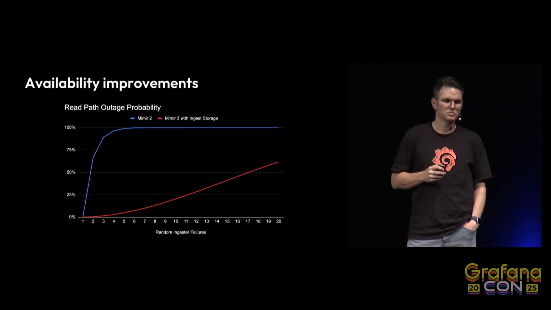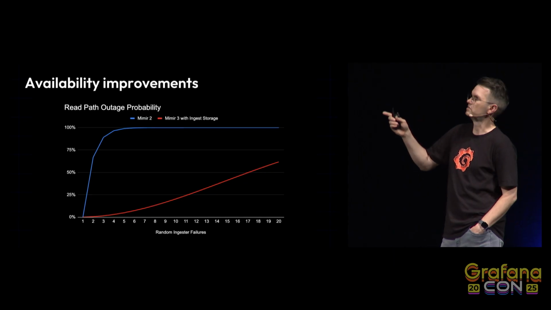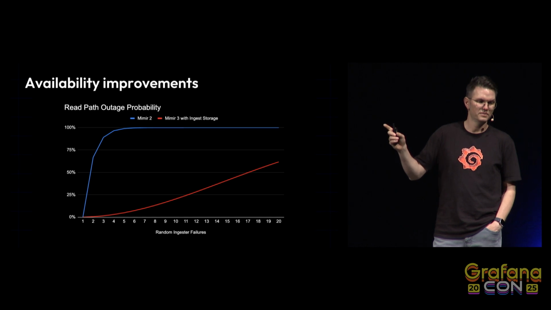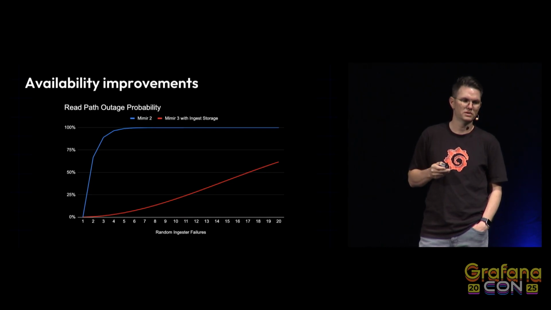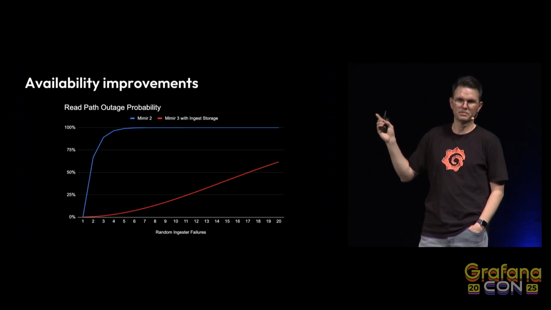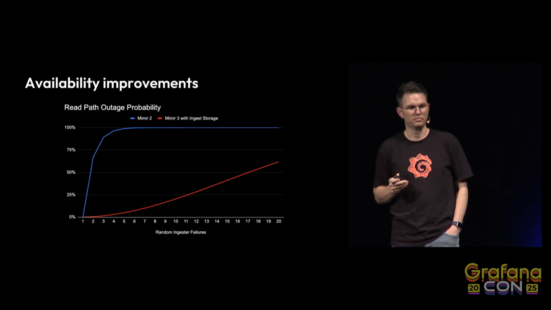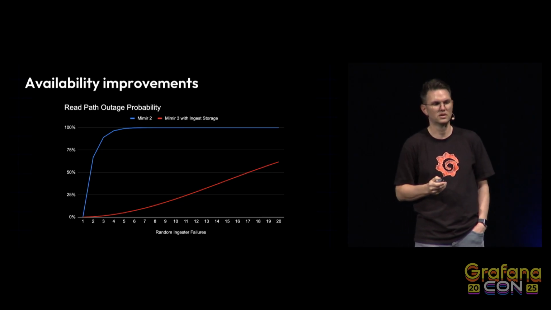And this chart shows what the probability of an outage looks like. This chart is comparing the probability of a read path outage in Mimir 2, which is the blue line, compared to Mimir 3 with ingest storage. As some number of ingesters start to fail along the bottom x-axis, you can see the probability of a Mimir 2 outage can increase quite quickly. But with Mimir 3, with ingest storage, we can lose lots of ingesters, and the probability of a read path outage stays quite low. This is due to the fact that we're consuming from partitions, and ingesters have a more complete set of the data than they had before. So this is a huge benefit of the new architecture.